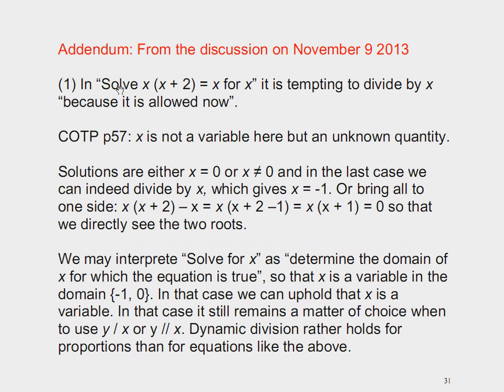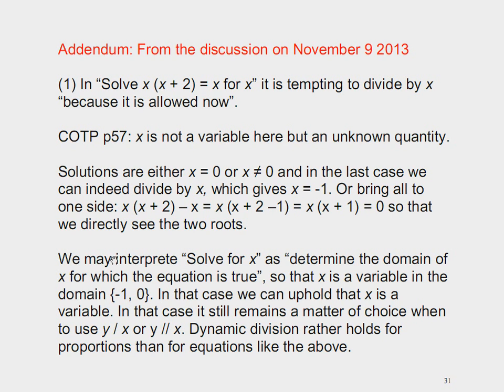Students might get confused in a question like solve for x. Then it's tempting to divide by x because it would be allowed in the dynamic quotient. However, in this case, x is not a variable, but rather an unknown quantity. And you would assume either x is 0, then you can divide, or x is not 0, and then you can divide. And then this solves into x is minus 1. So there are two solutions, which can also be found by bringing all values to one side and then factoring out so that you see the two roots.